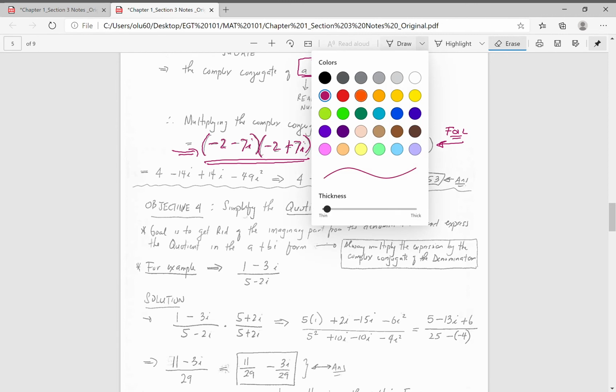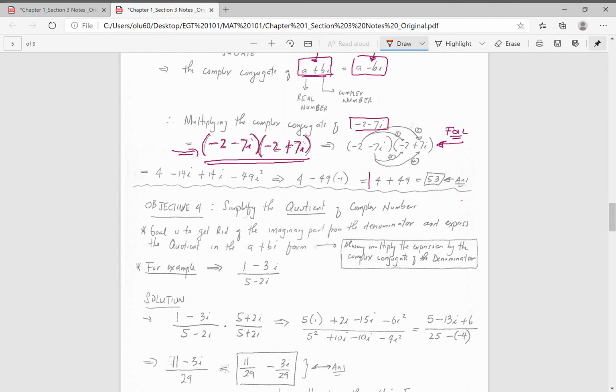Okay, so let's see how we can change colors here. Our objective 4: we want to be able to simplify the quotient of complex numbers. We just did adding and subtracting. Now we want to do the quotient of complex numbers. Keep in mind that you're going to multiply this whole expression by the complex conjugate of your denominator. It shows this in this example here.